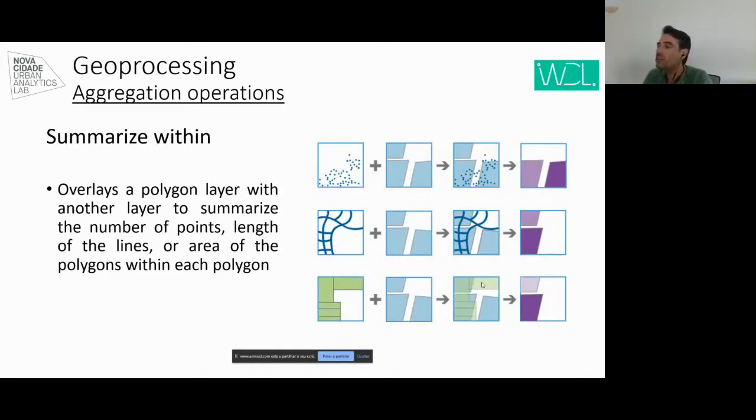You have also summarize within. In this case, it is also an aggregation operation where, for example, we could have a set of polygons, and imagine that we want to measure the length of the roads that fall within the specific polygon. Through a summarize within, you can in each polygon summarize the length of roads, or the length of cycle lanes, for example, in each polygon. You can do the same for points or also for polygons, for the intersection of polygons.